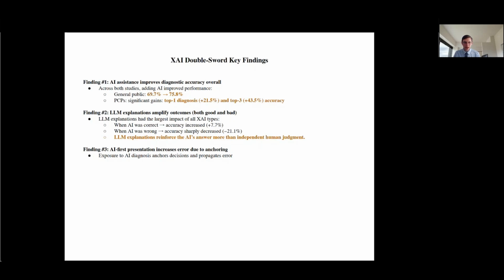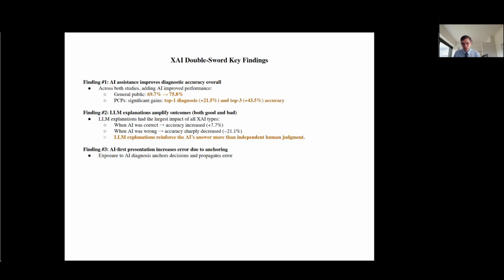And so just some of the key findings for this specific study, because it was a complicated study, but I do want to really hammer down what it did find. And the first thing is that AI assistance improves diagnostic accuracy overall. Across the study, including the general public and the PCPs, it improved the diagnostic accuracy. The second finding is that the LLM explanations really amplify the outcomes, both the good and the bad.